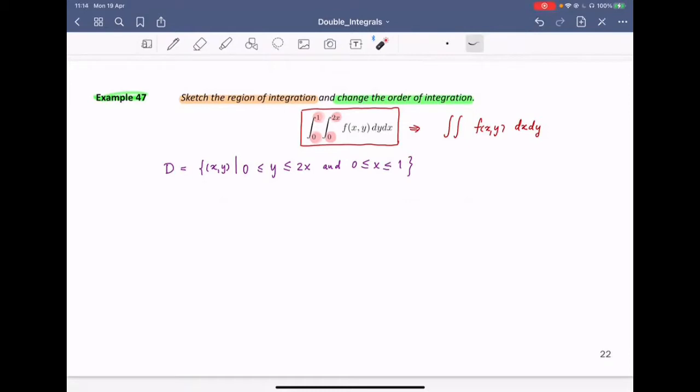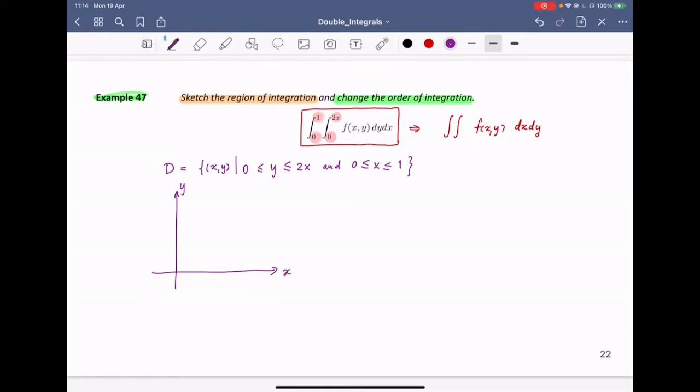So in order to get the picture from there, you have to draw the graphs y equals 0, y equals 2x, x equals 0, and x equals 1. And you try to get the region D from there. So I'm going to show you here. This is the y-axis and x-axis.